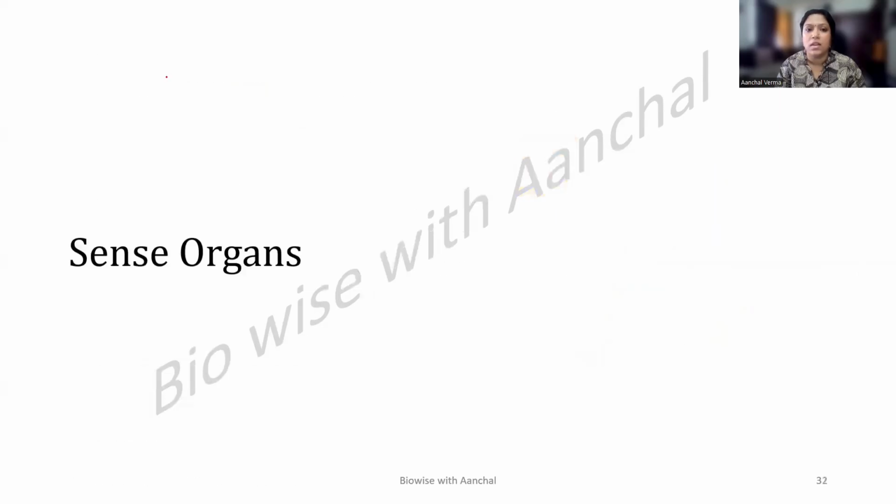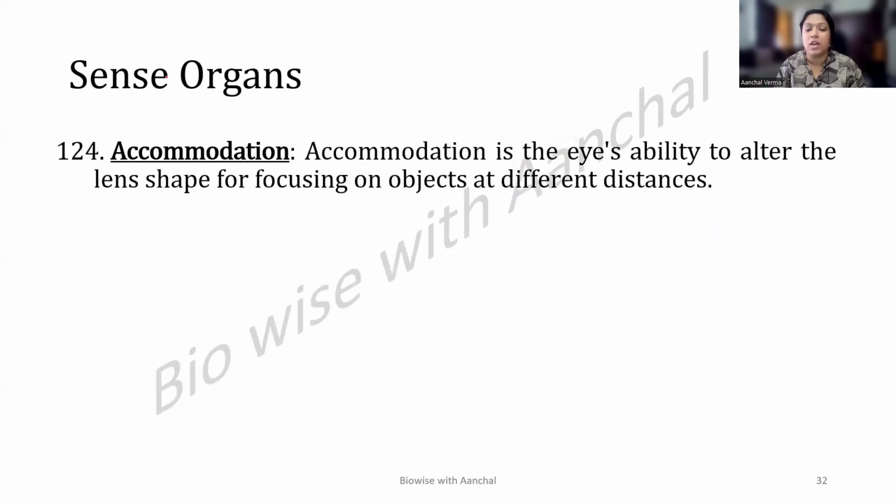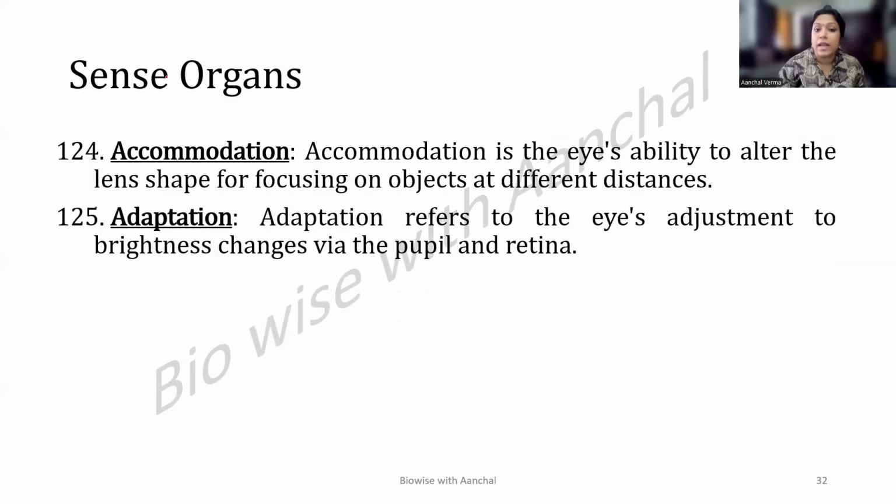Then you have the sense organ chapter. Accommodation is the eye's ability to alter the lens shape for focusing on the object at different distances. So far and near vision is because of accommodation of the eye. Adaptation: light and dark vision is because of the adaptation of the eye. So adaptation refers to the eye's adjustment to the brightness changes via the pupil and the retina.